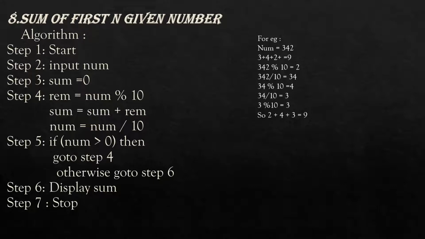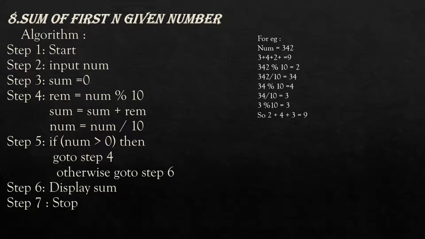Okay, so first we'll separate individual digits from 342 by doing mod. So 342 mod 10 is 2. Okay, now 342 divided by 10 is 34. Now 34 mod 10 is 4. Now 34 divided by 10 is 3, and 3 mod 10 is 3. So we have separated the digits 2, 4 and 3. So 2 plus 4 plus 3 is equals to 9.